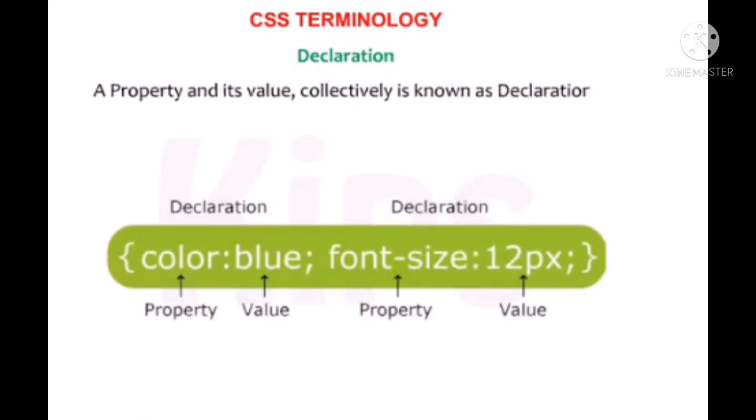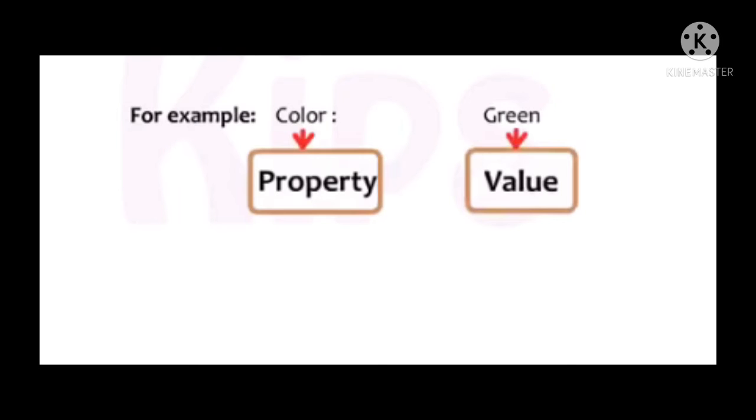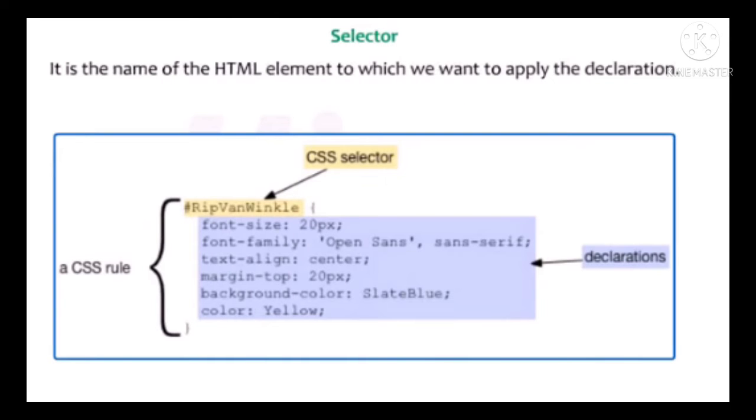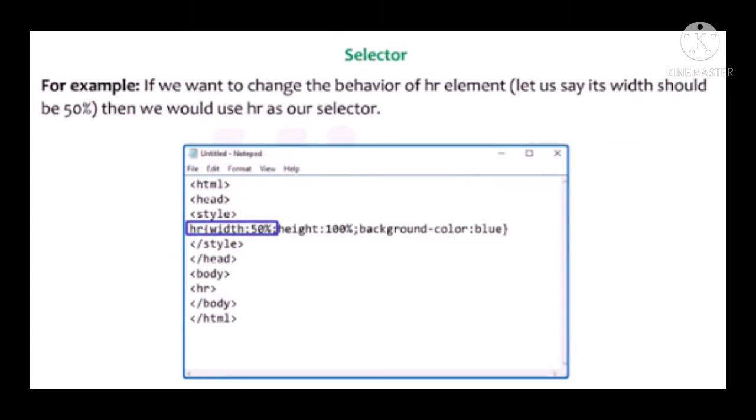Now the next one is the declaration, which includes both property and value, just like this. Okay. When we give a property along with the value, it is known as a declaration. And the next one is selector. It is the name of the HTML element to which we apply the declaration. Okay, if it is HR, that is the selector. So here you can see an example. If we are applying that property along with its value to the HR element, then that is the selector.